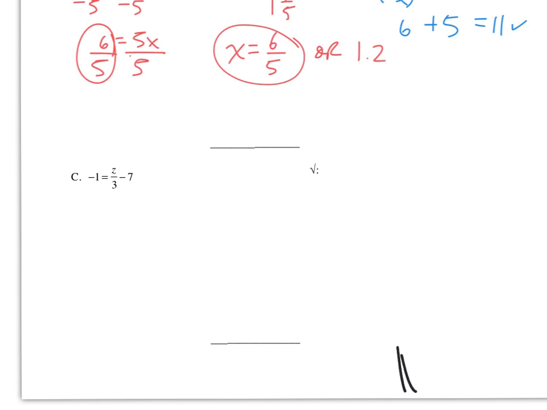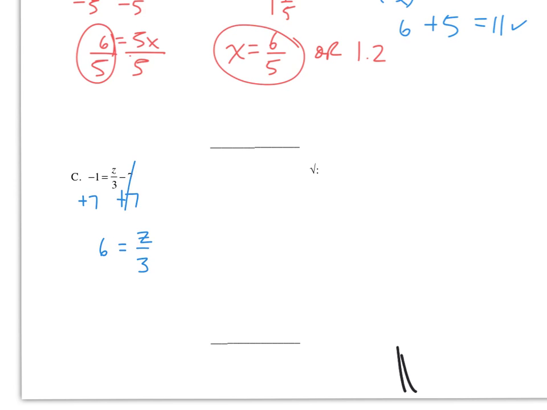Diana, what should we do first? All right, so she says that we are going to add 7. Do you all agree with that? Yes. All right, so we're adding the 7, and then negative 1 plus 7 is? 6 is equal to z over 3.